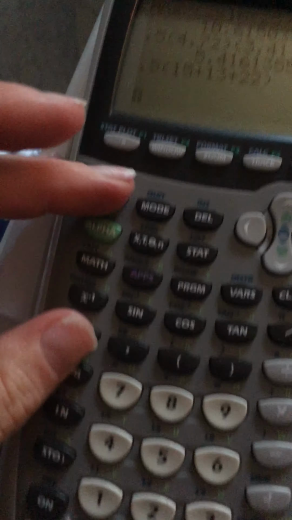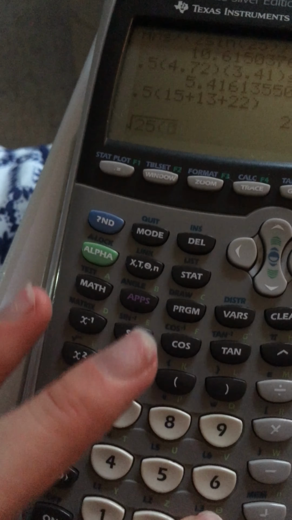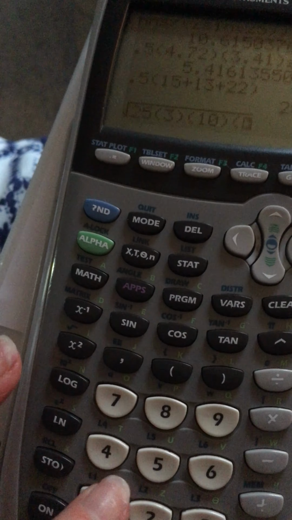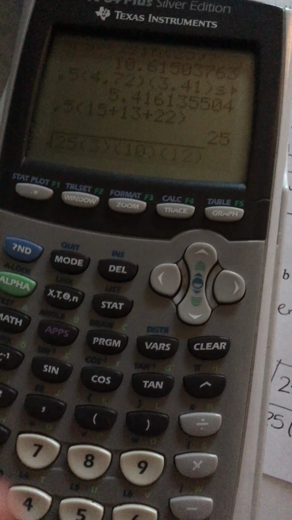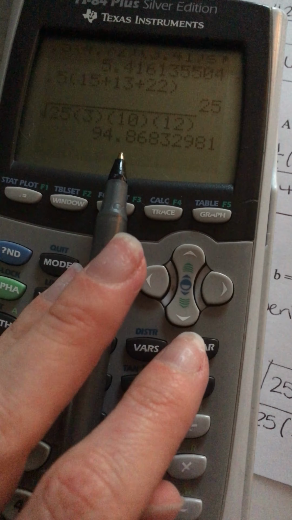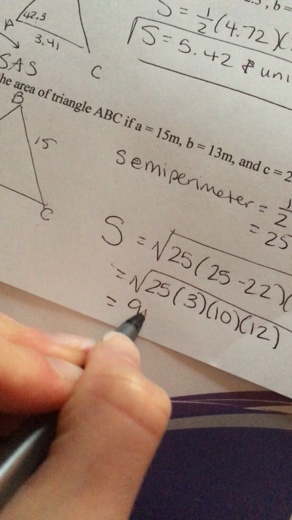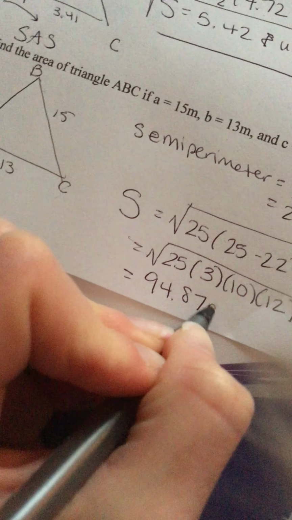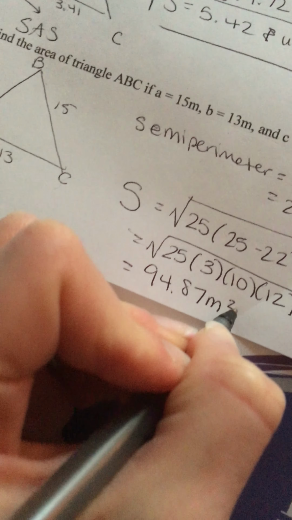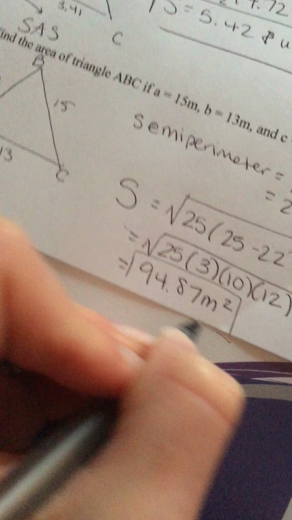And once again, we just plug it in. 25 times 3 times 10 times 12. Okay, 94.87. 94.87 meters squared. All right.